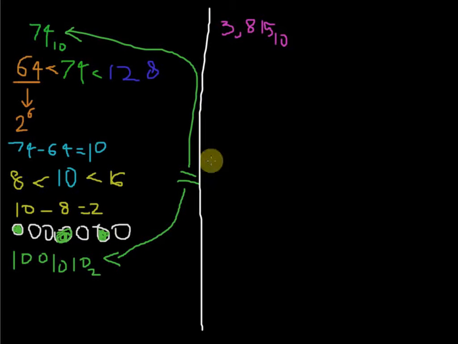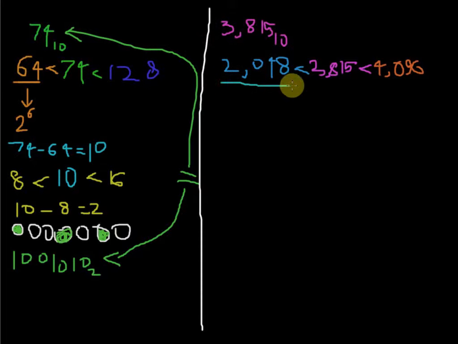First of all, what is the greatest power of 2 less than 2,815? That would be 2,048, because the next biggest power is 4,096. So we want to use this. Since this is 2 to the 11th, we're going to have 12 digits in our number.